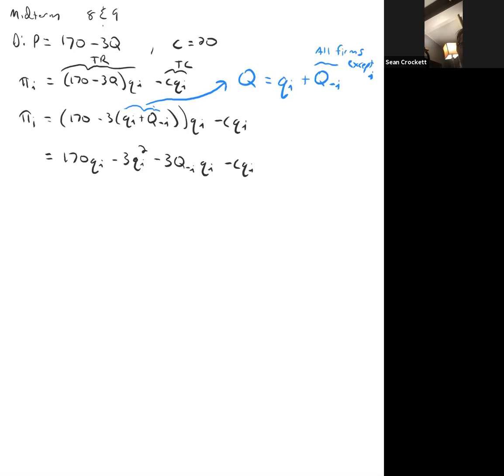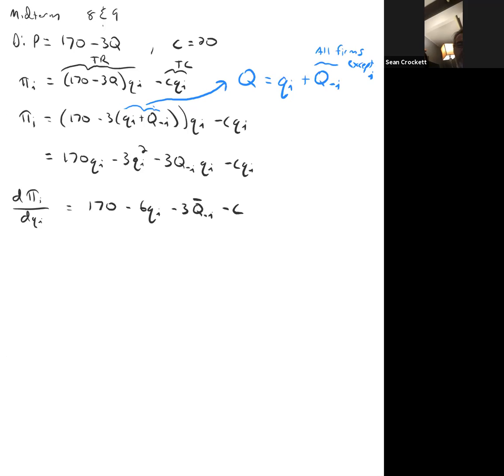She forms a belief about what the other firms are going to do and then takes the derivative of profit with respect to her own quantity. And so that equals 170 minus 6 QI minus 3 Q minus I, and that's going to be a belief, we'll call it Q minus I bar, minus C.